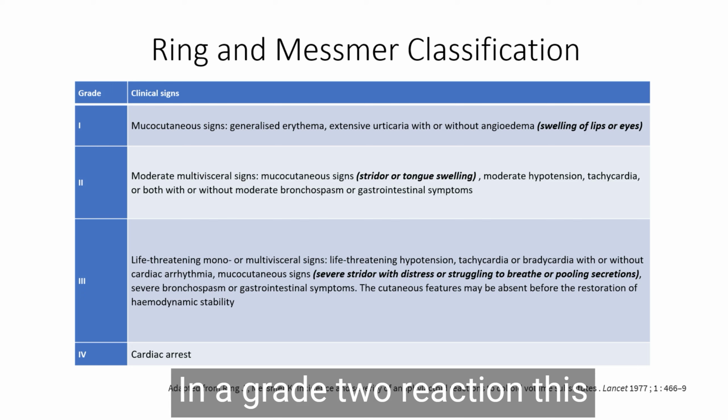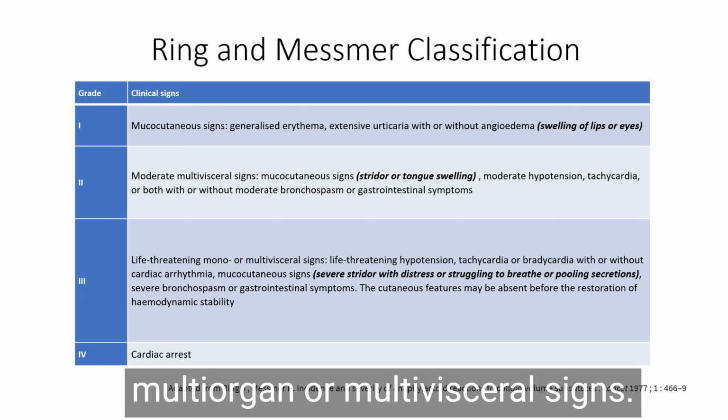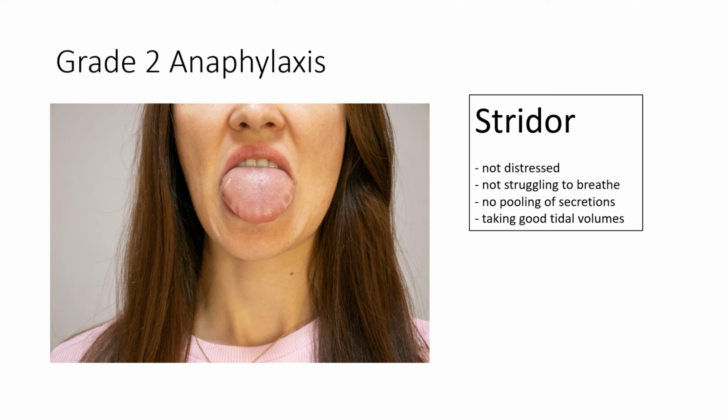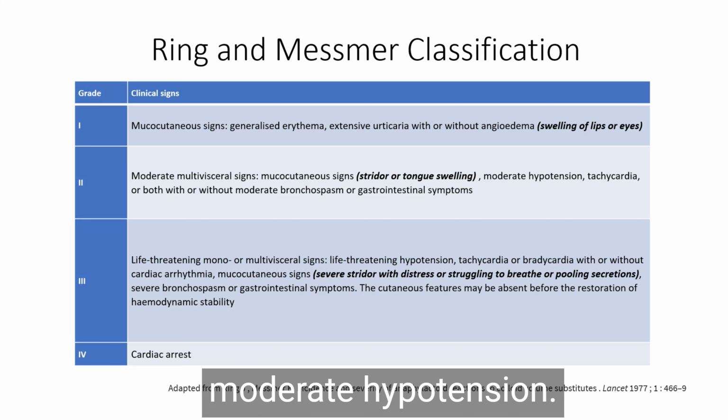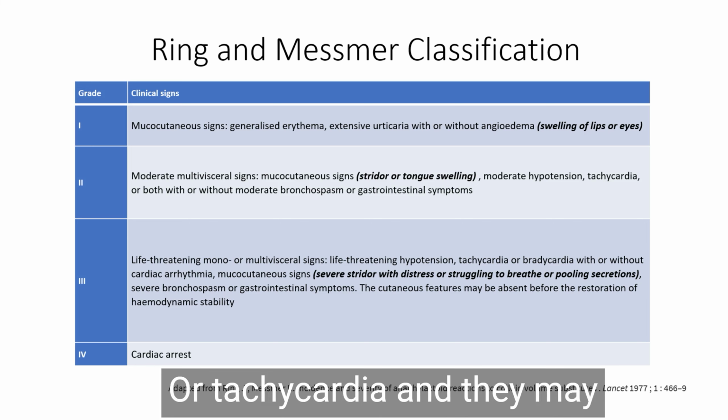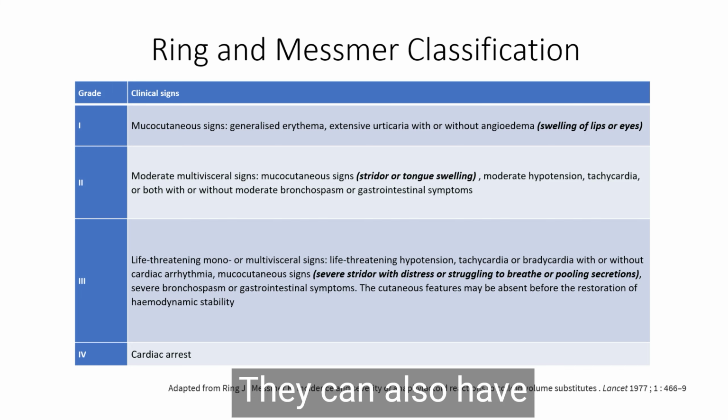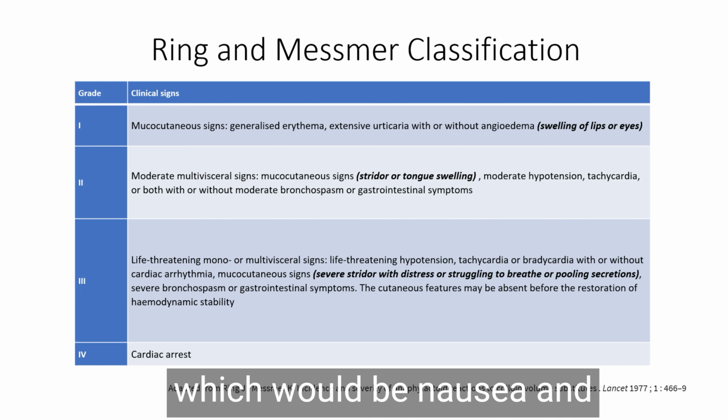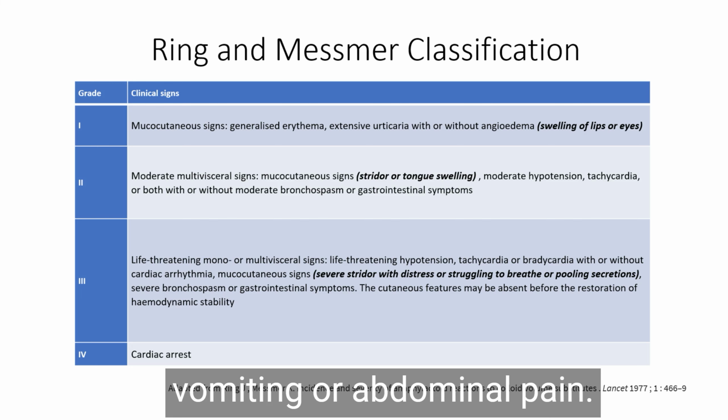In a grade 2 reaction, this is a moderate reaction with multi-organ or multivisceral signs. Here the mucocutaneous signs would include generalized erythema or urticaria, but now the patient would have stridor or tongue swelling, but would not be in distress and would not have difficulty breathing from this stridor or tongue swelling. They could have moderate hypotension or tachycardia, and they may have moderate bronchospasm. They can also have gastrointestinal symptoms, which would be nausea and vomiting or abdominal pain.